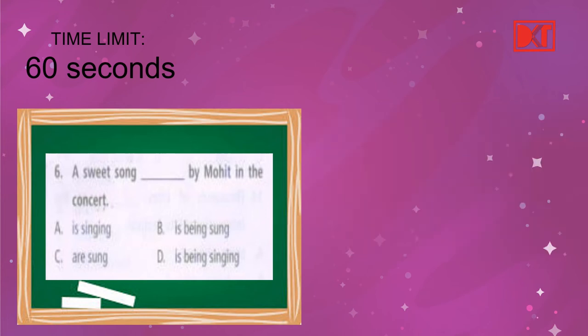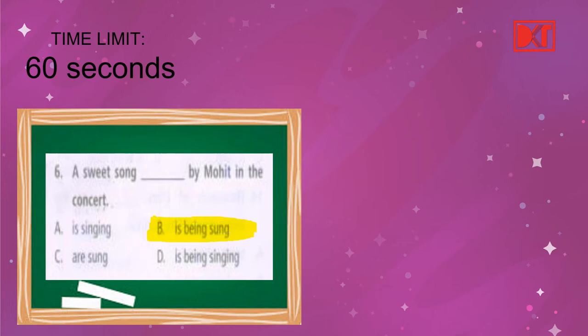A sweet song dash by Mohit in the concert. A. is singing. B. is being sung. C. are sung. And D. is being singing. Here the correct answer is B, is being sung.